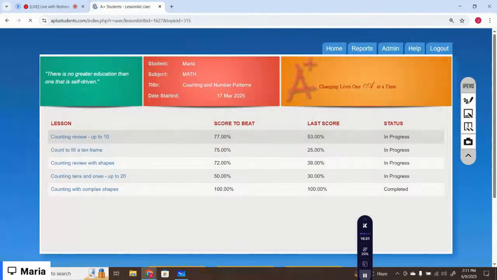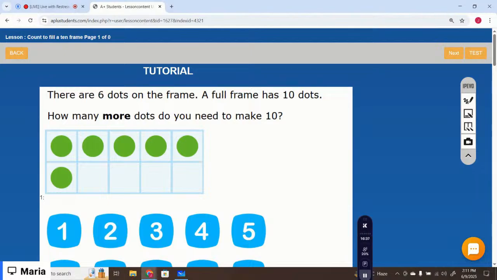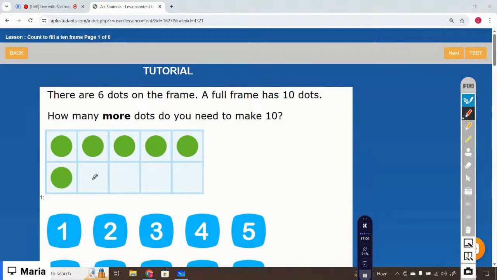The next lesson is how to build a ten frame. There are six doors on the frame. A full frame has 10 doors. How many more doors do you need to make 10? So you need to count the empty boxes, right? How many boxes are empty? One, two, three, four. So you need four more doors to make it 10, because the complete frame has 10 doors.